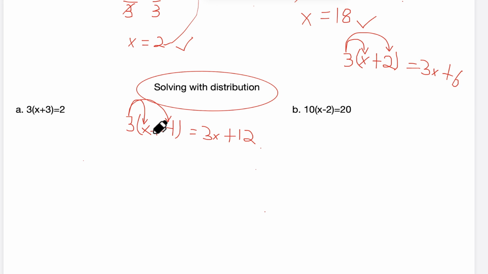Okay. Now we're going to use the same distribution property in the equation to solve for the variable x, to isolate the x by itself. Okay. We see 3 is outside and x plus 3 is inside the parentheses. So what we're going to do over here is multiply 3 with x and multiply 3 with 3. Okay. So 3 times x is 3x plus, and 3 times 3 is 9.